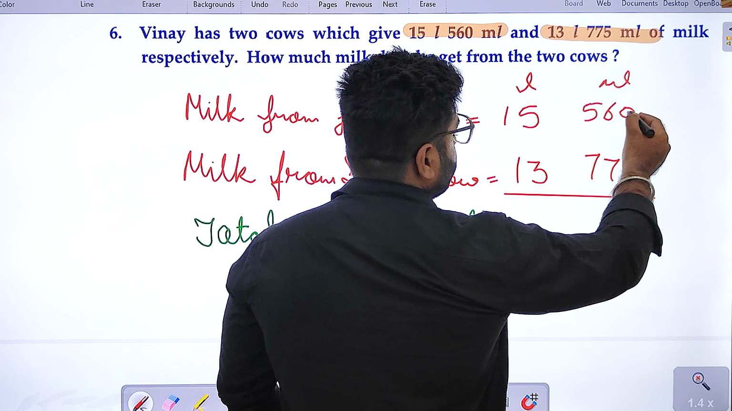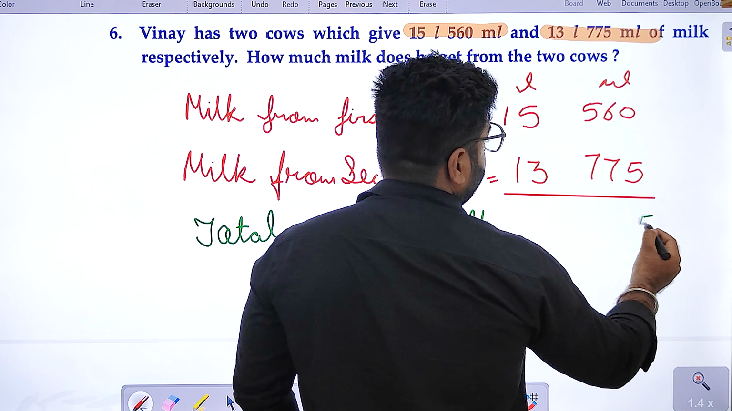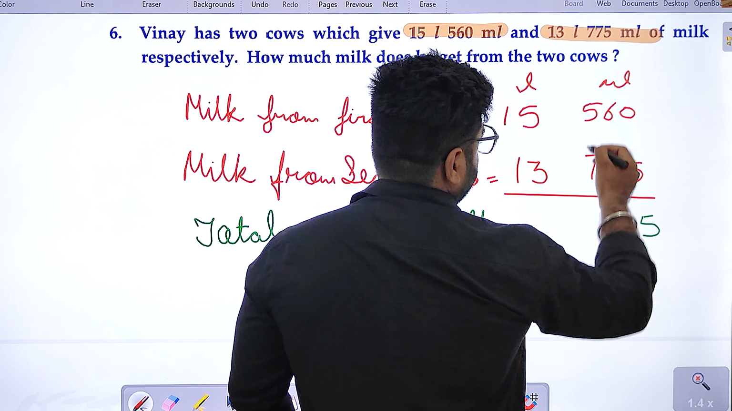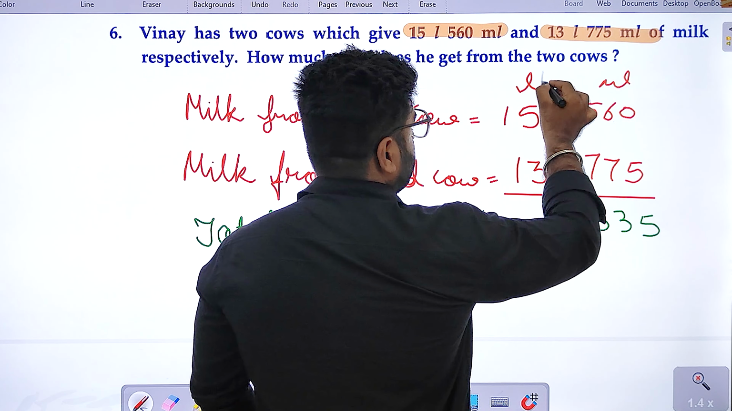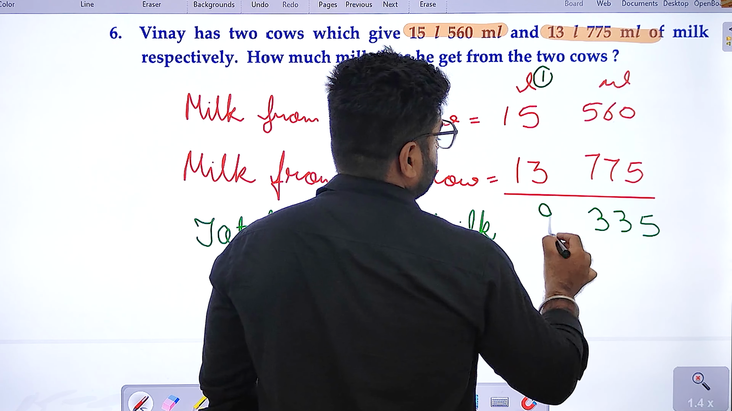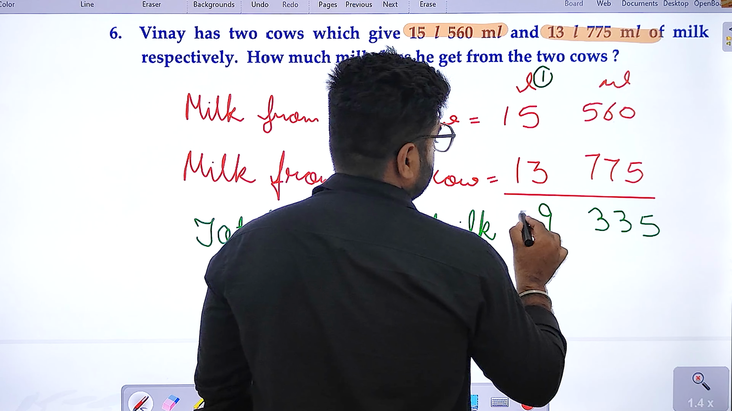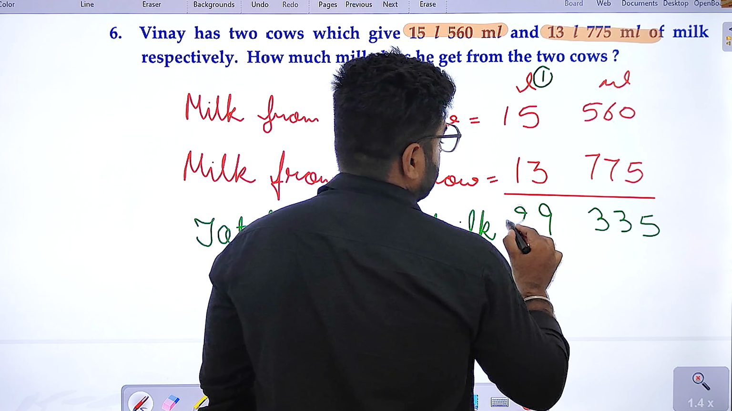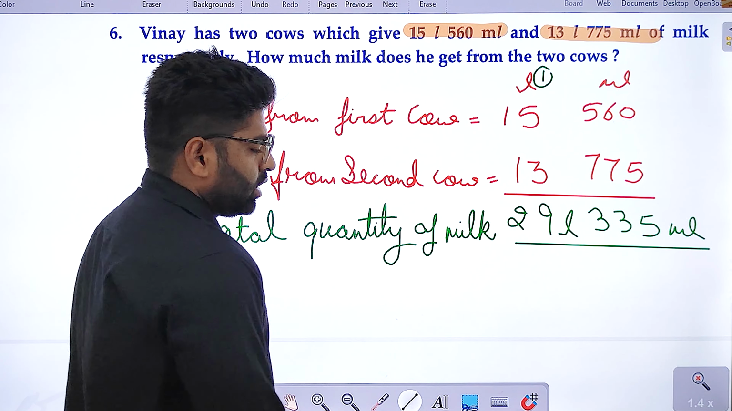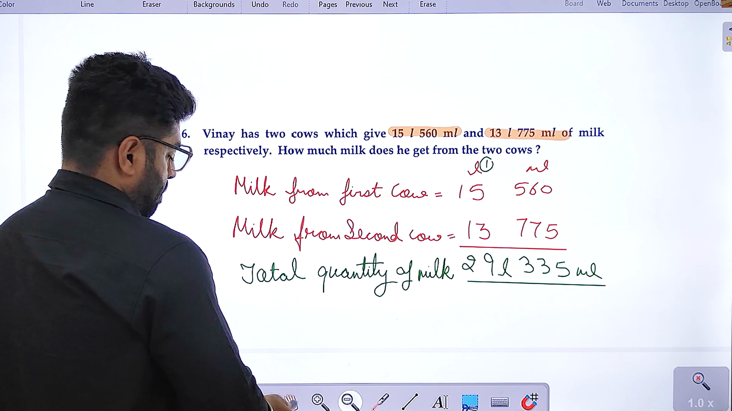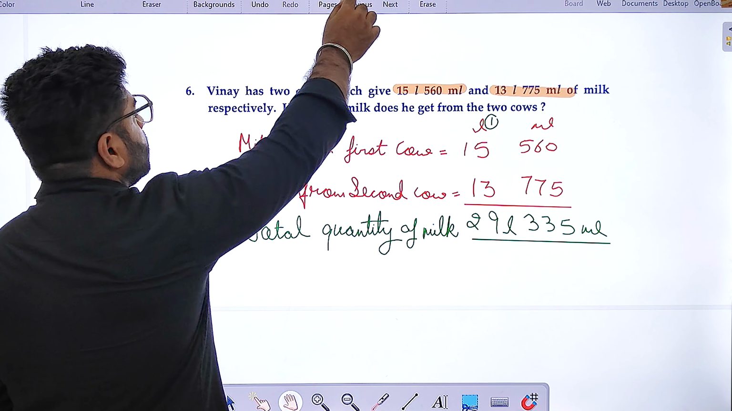Okay. So we have to add them, that is 5 carry 1. This is 2 liter 335 milliliter. Clear? Okay. So now move to our next topic. Let's see what we are having next.